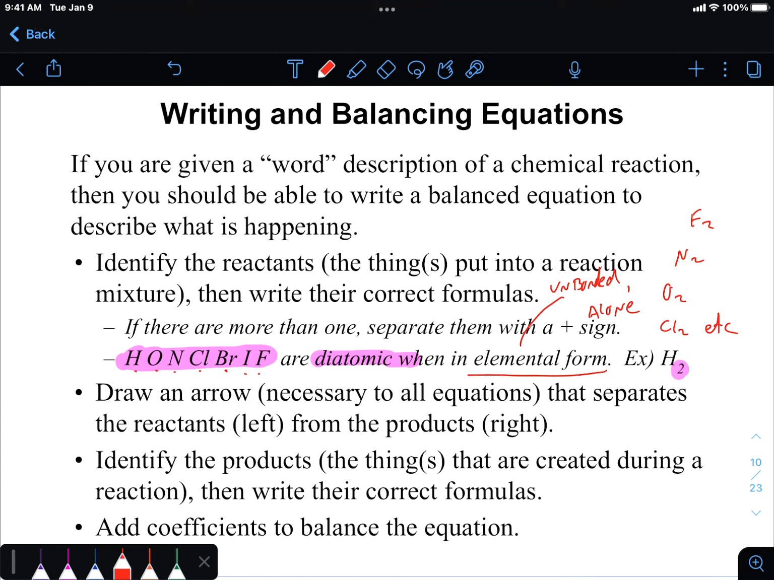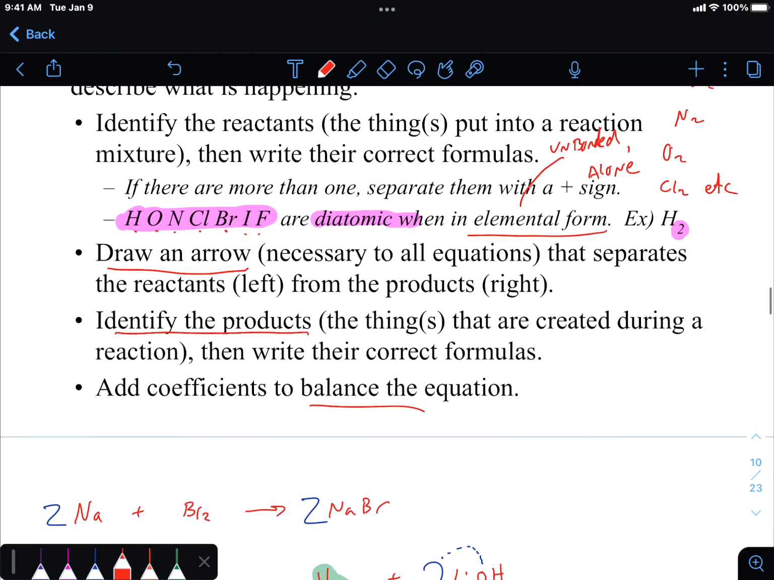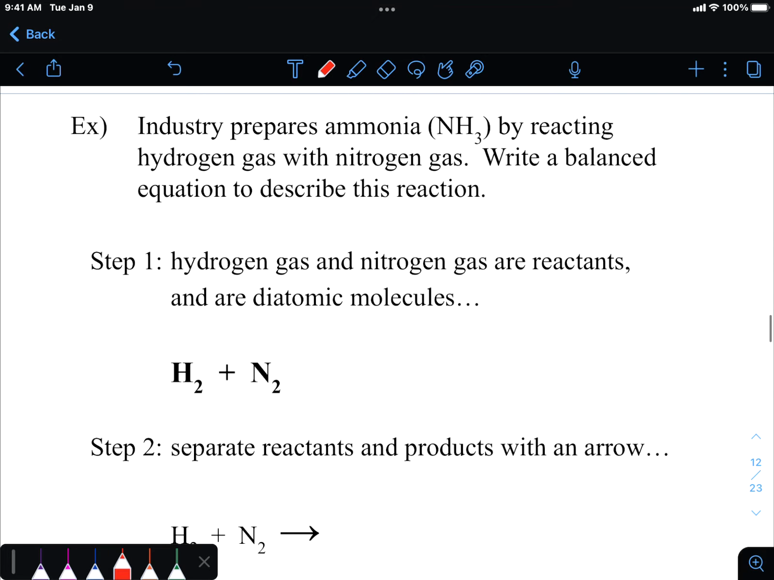If they are bonded in a compound, then they won't necessarily have that 2, and that's okay. But if they are alone, they have to have the 2. All right? So, given the description, draw an arrow, identify the products, identify the reactants, and then balance the equation. So it's just putting together the skills you already know how to do. So let's jump to our first example here.